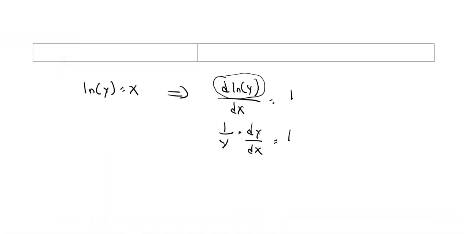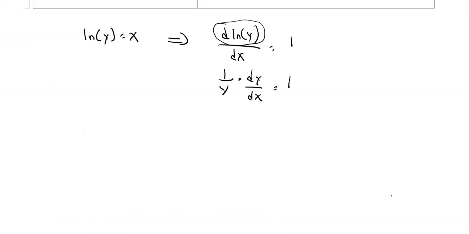If both sides have natural logs, that makes it a little easier. If I have ln of y equals 2 ln of x, then if I take the derivative of this, it would be delta y over delta x. We would have a 1 over y in front equals 2 times 1 over x.